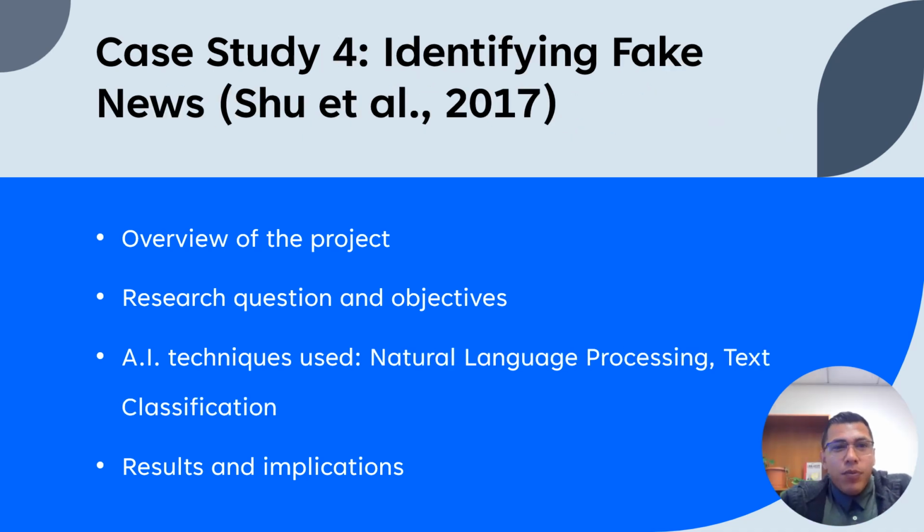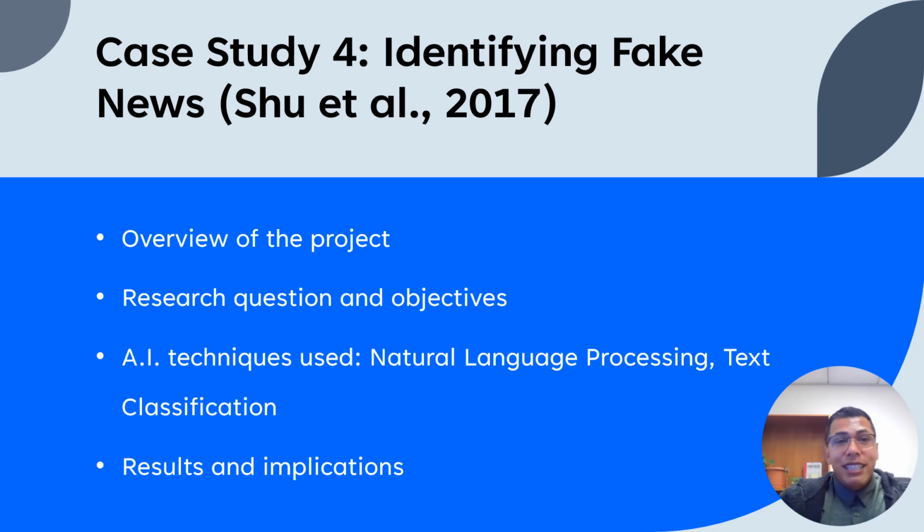The fourth case study we'll discuss involves the identification of fake news using AI techniques. Chu et al. 2017 conducted research to develop an automated system capable of detecting fake news articles by analyzing their content. The research question sought to determine the accuracy and efficiency of natural language processing and text classification techniques in identifying fake news. The researchers utilized natural language processing algorithms to extract features from the text data of news articles, such as the writing style and linguistic patterns. They then applied text classification techniques to categorize the articles as either genuine or fake based on these features.